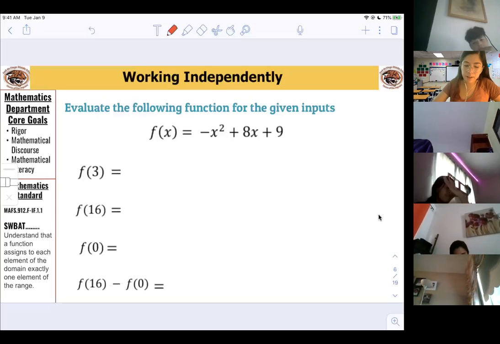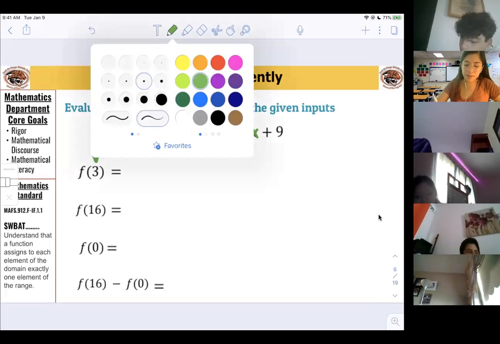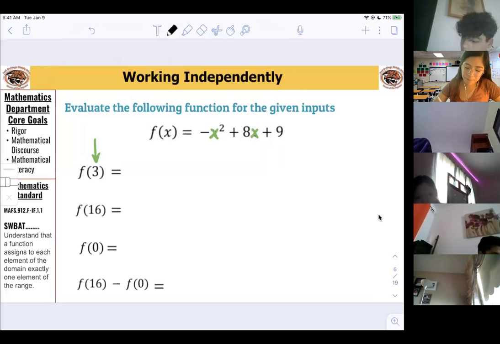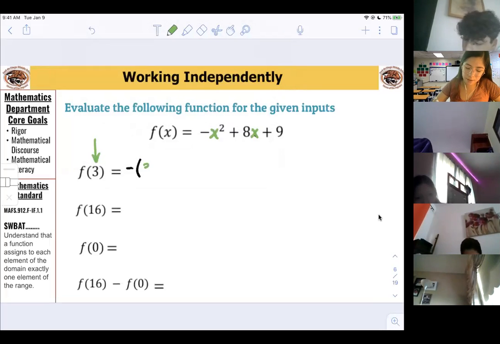So even though this function is a little more complicated, we're still going to do the same thing. Whatever number it's telling you to plug in as the input, you're going to put it in that function both times. So since there's 2 places for it to go, it's going to go in both of those places. So when I plug in a 3, I'm going to get negative. Don't forget that negative sign. Just copy it right down.